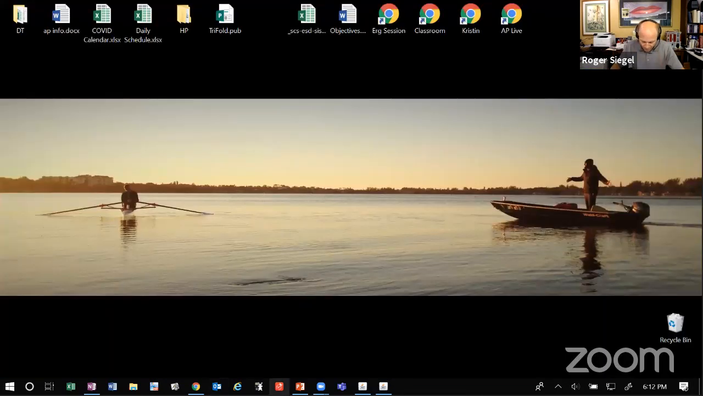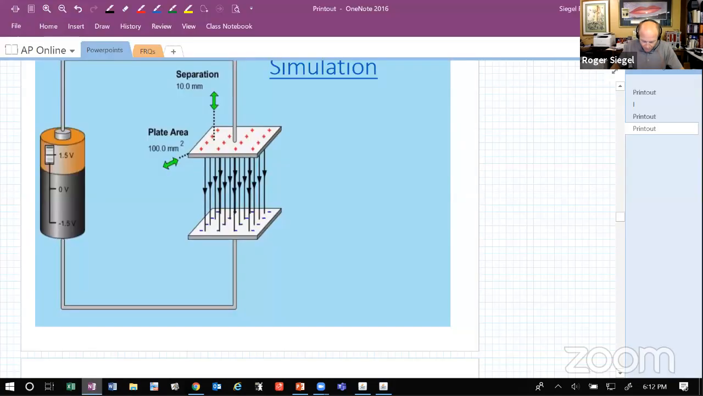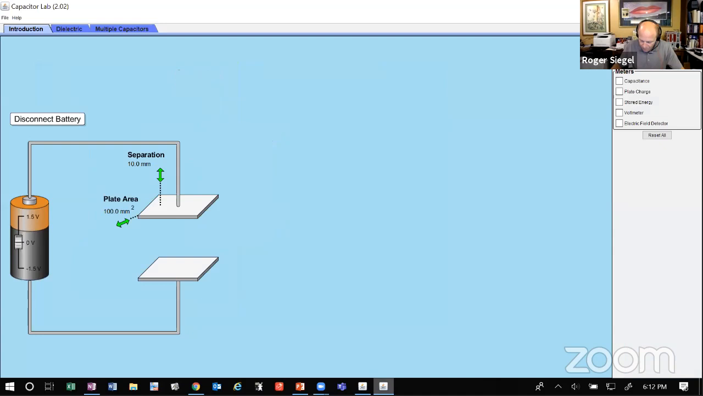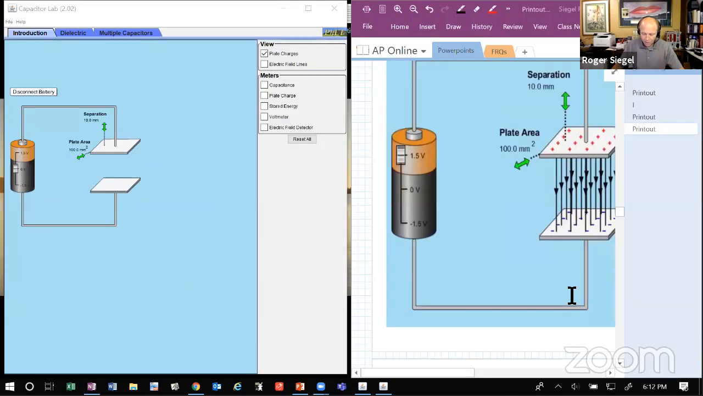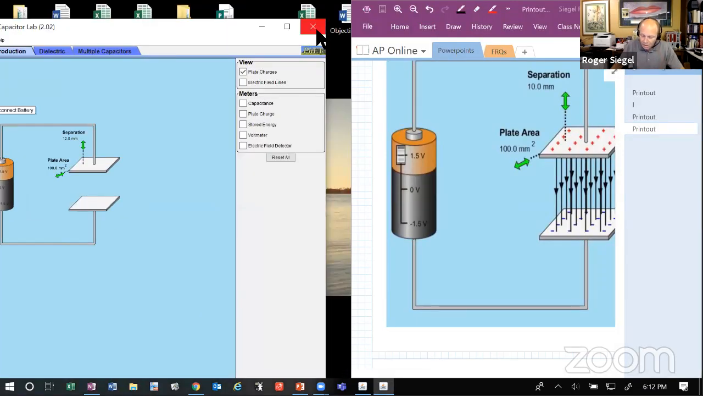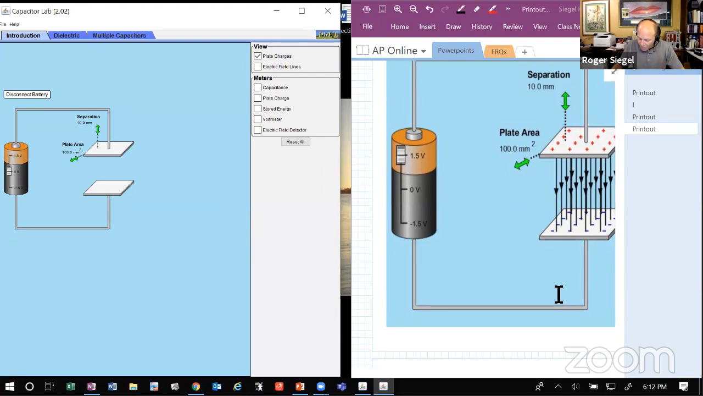Okay, and let's open up this, and let's open up this, and let's see if we can do them side by side. Try it. Go Microsoft. Okay, that wasn't what I wanted. Oh, I think it is. Okay, good.